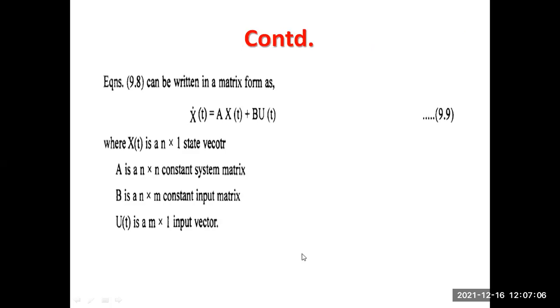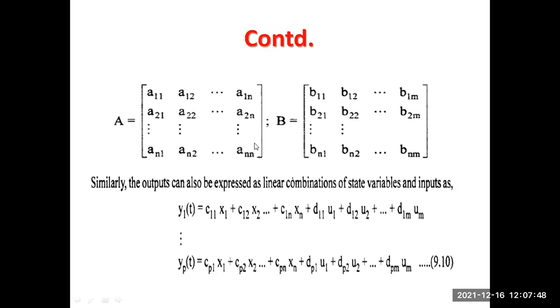Now, this linear equation we can represent in the form x dot t equal to A x t plus B u t. This is the representation of the state space analysis. The derivative of the state vector, x dot t, equals A into x t plus B into u t. A is an n cross n matrix. B is again a constant matrix, n cross m, and u is the input vector, an m cross 1 matrix, and x t is an n cross 1 state vector. This is the matrix representation of all these equations.